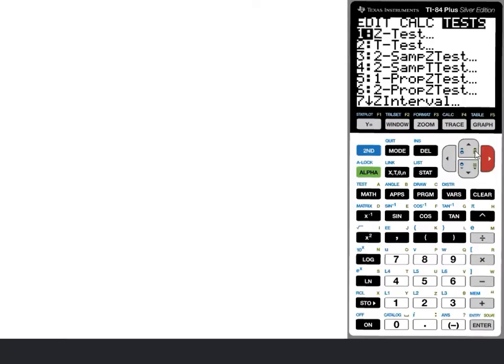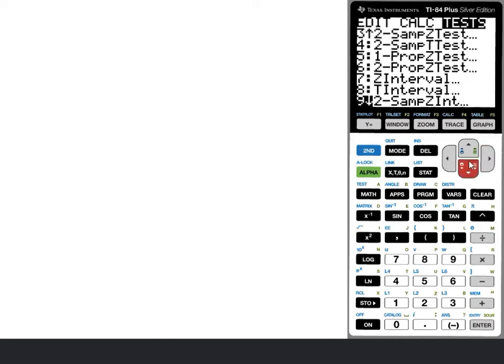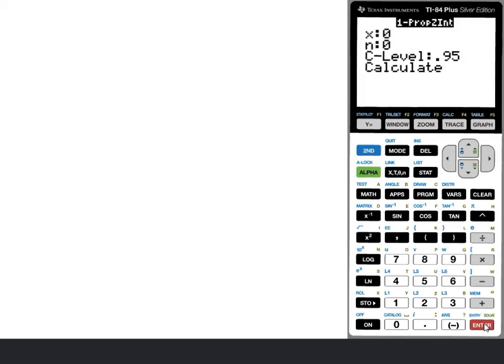All right, so here we are. Like I said, I've done stat over to tests. I'm going to go down to one prop z int, and I'm going to put in the values that I've been given. So my x value that I was given was 272, and then out of course, the total of 800 total 16 to 17-year-olds. My confidence level is just going to stay 0.95, so I don't need to make any changes there. I can go down to calculate, and that's going to give me my confidence interval.